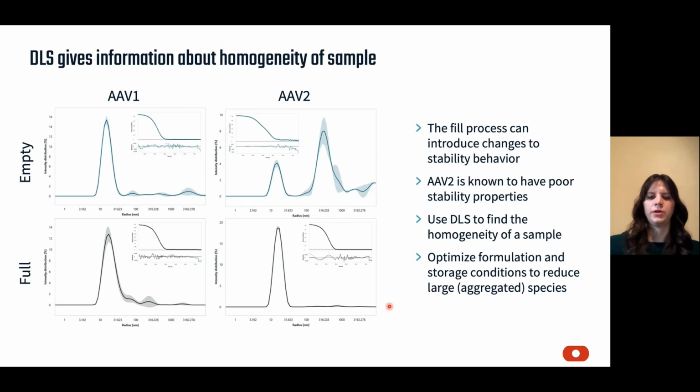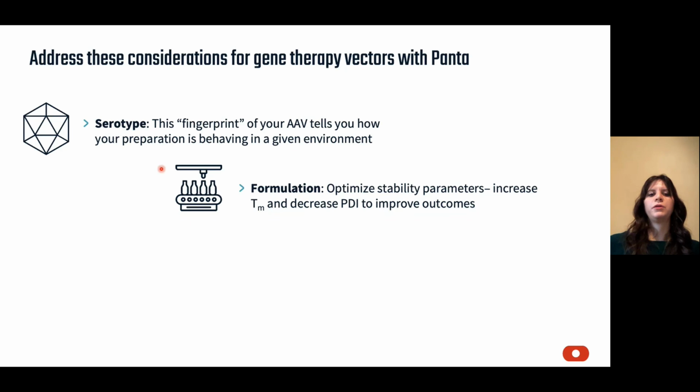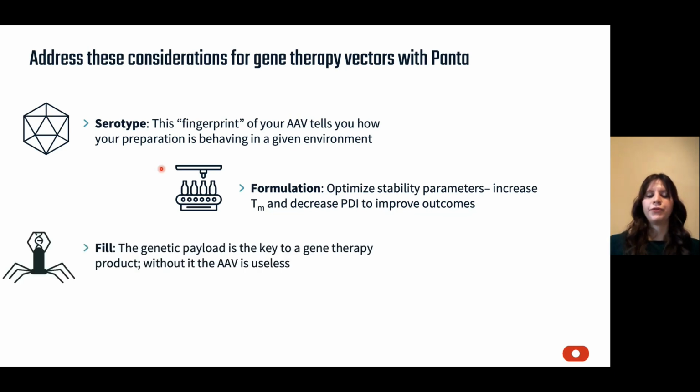So I want to bring everything back to the top and just kind of summarize really quick. The Ponto allows you to consider many important questions about gene therapy vector development. The first is the serotyping, which is just getting your fingerprint of your AAV and seeing how it's behaving in a given environment. Next, we have the formulation, which is about optimizing for a more thermostable and a lower PDI, so more homogeneous sample. Next, we have the fill.